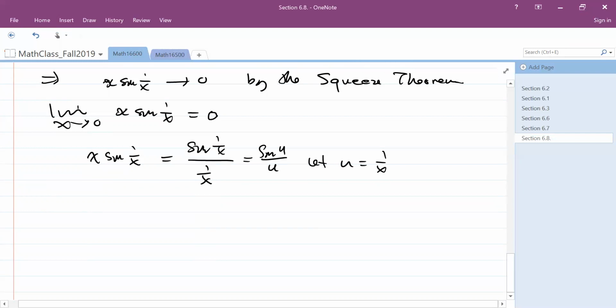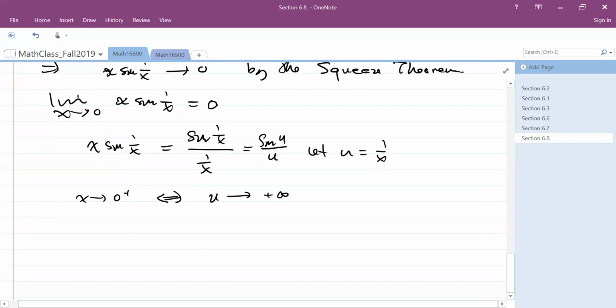If x approaches 0 from the positive side, then u approaches positive infinity. So in this case, x sine 1 over x equals sine u over u. You don't know the numerator, right? But the denominator is positive infinity, and the numerator is bounded anyway. So it's going to be 0, getting smaller and smaller. So this approaches 0.